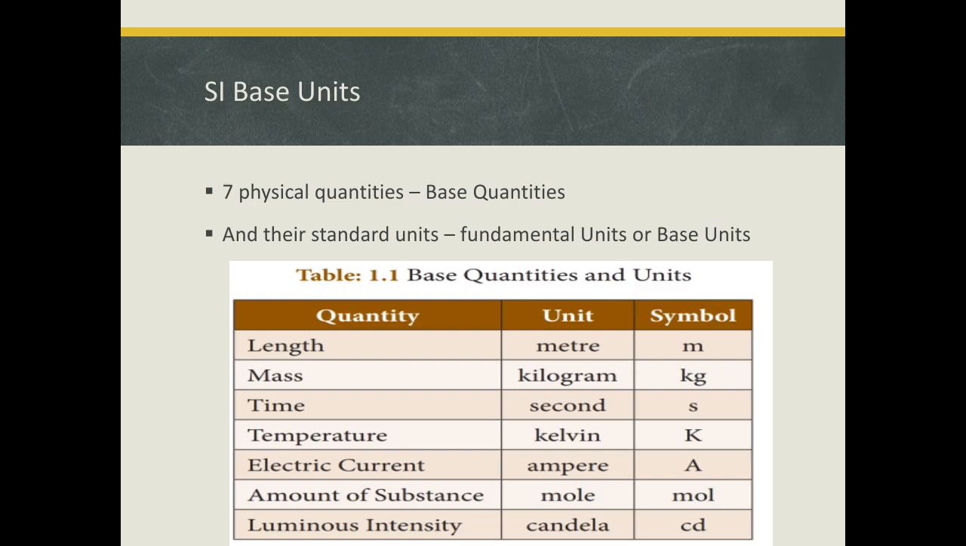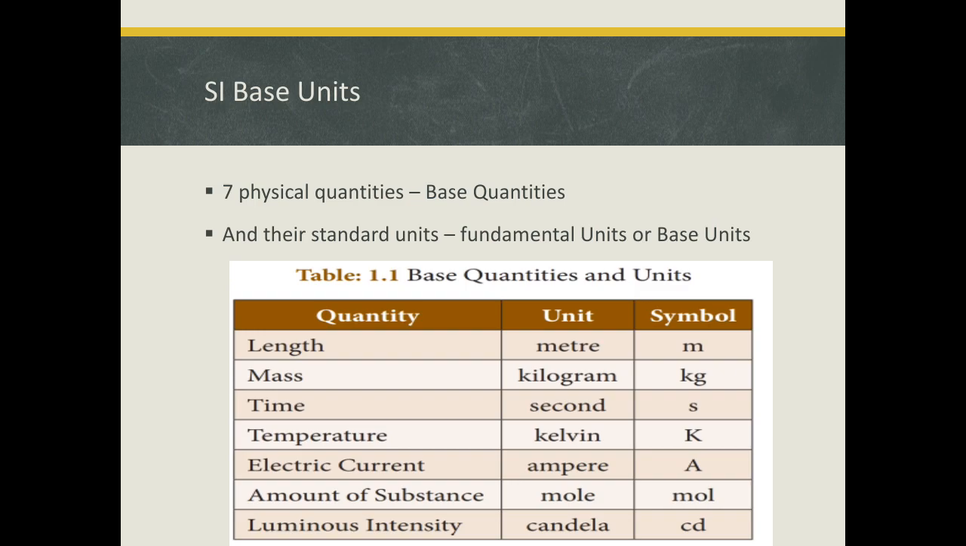They are the seven basic quantities, and their standard units are given in the next column, that is meter, kilogram, second, Kelvin, ampere, mole, and candela, and their symbols are also given. If you notice, the SI unit of temperature, Kelvin, has the symbol capital letter K, and the SI unit of electric current is ampere, and its symbol is capital letter A. All other symbols are given in small letters, only these two are given in capital letters.